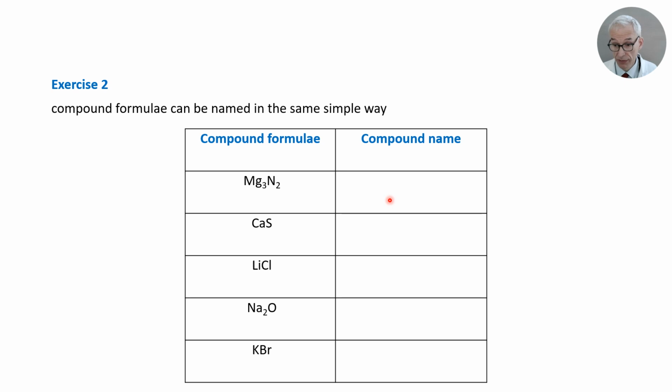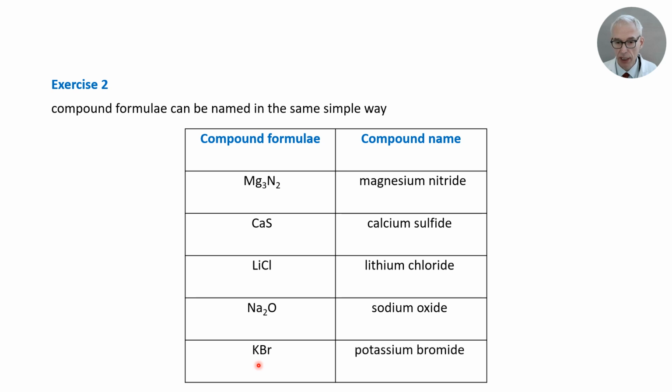Okay, so I'm going to reveal magnesium nitride. So nitrogen becomes nitride. Calcium and sulfur, calcium sulfide. Lithium and chlorine, lithium chloride. Sodium and oxygen, sodium oxide, and potassium and bromine, potassium bromide.